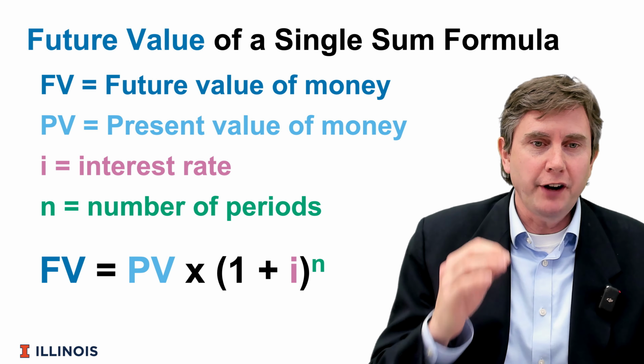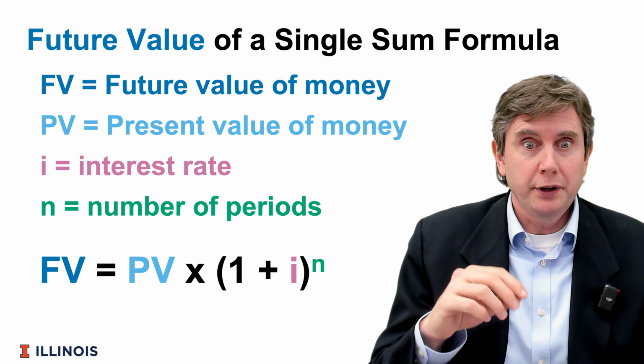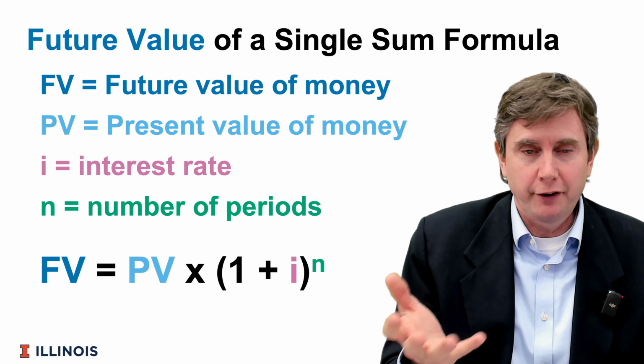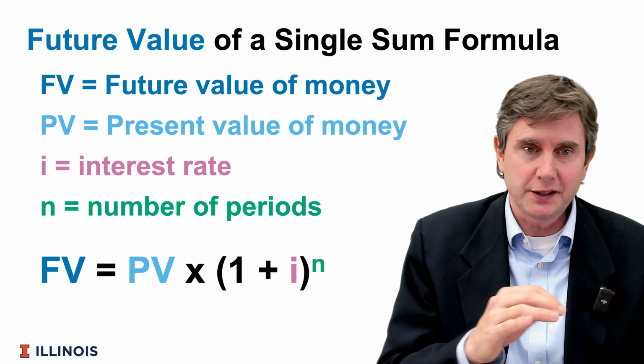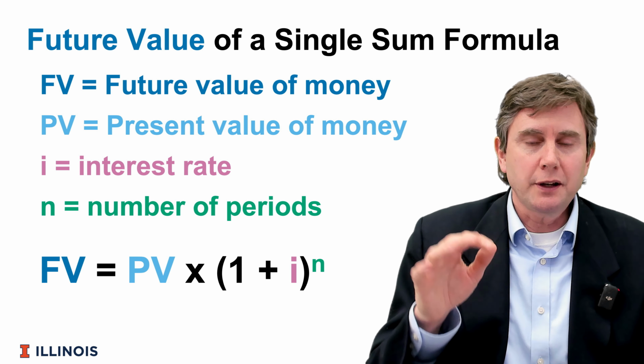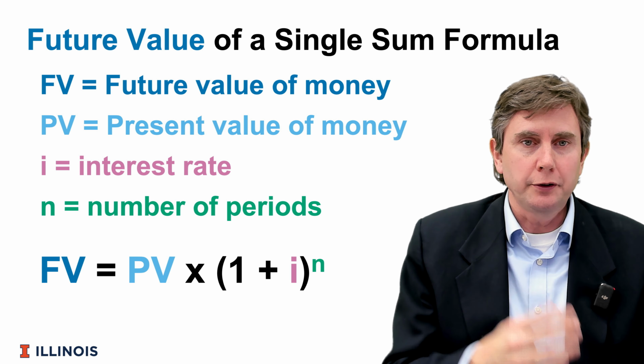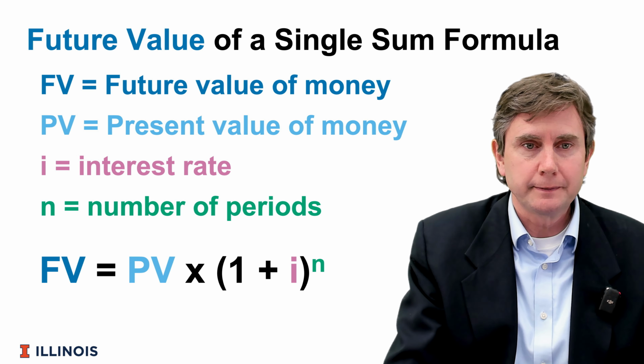So future value of a single sum, it's just algebraic. We take our present value times 1 plus our interest rate, and then we raise that to the number of periods. So if it's 5 years, we raise it to the 5th. If it's 10 years, we raise it to the 10th. But that gives us a compounding factor times our present value and gives us future value. You'll see that applied here in a moment.